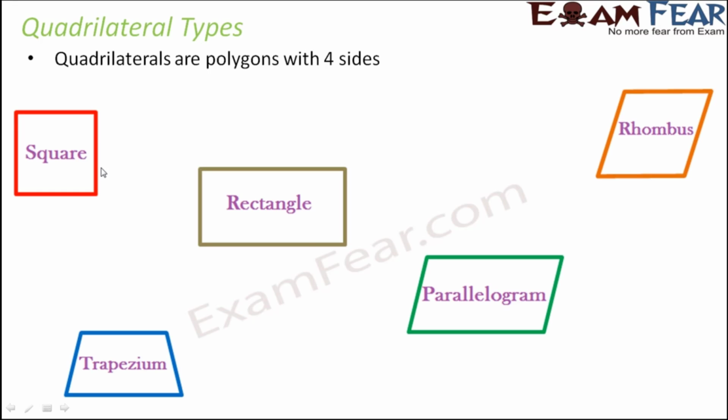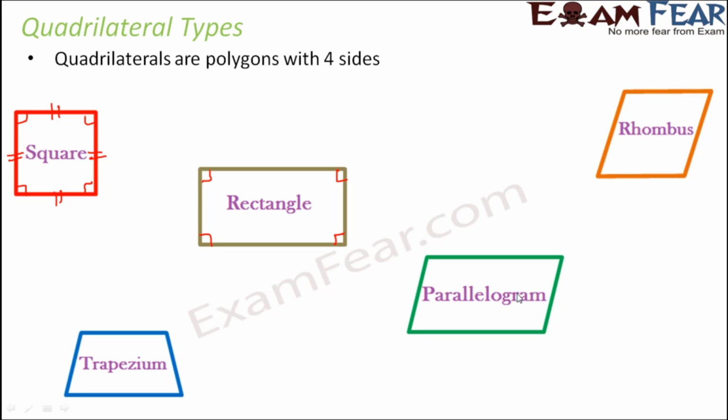So depending upon the properties of the sides and the angles, these quadrilaterals are divided into following types. Square is a quadrilateral because it has 4 sides, but the speciality of square is that all the sides are equal in length, all the angles are equal in measure. So that makes it a square. You talk of a rectangle, here also all the angles are equal, but in this case all sides are not equal. So that is a rectangle.